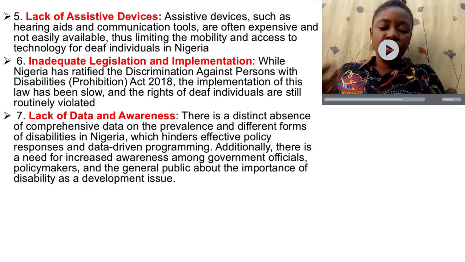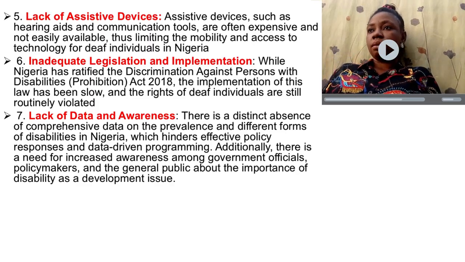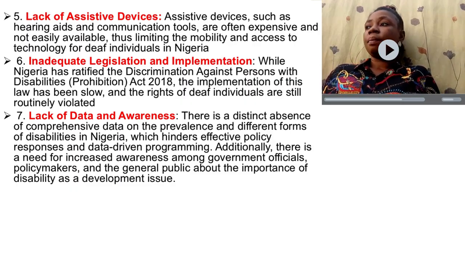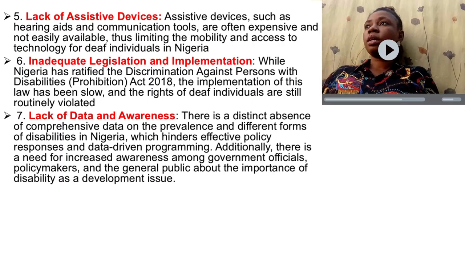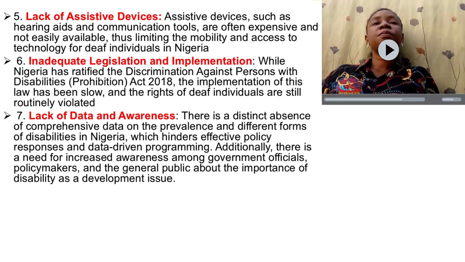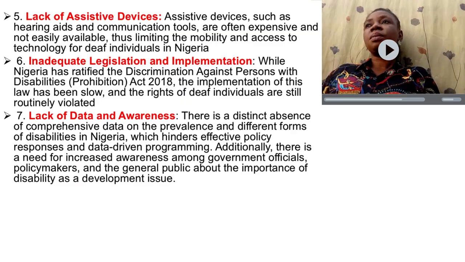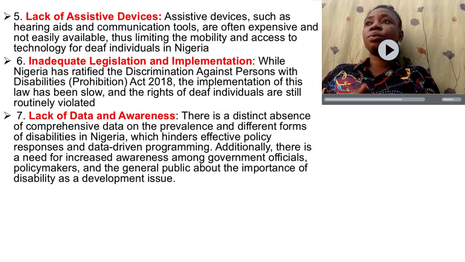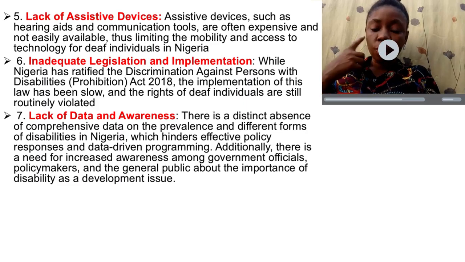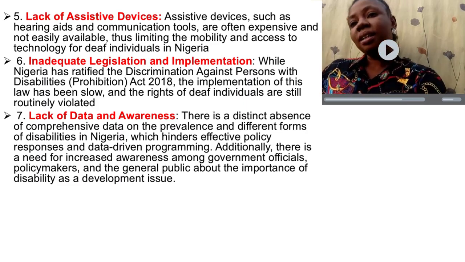But now, we find out that this 5 years has elapsed, but some persons are still to domesticate these laws. Some persons are still to implement these laws, and we don't have a force that makes sure that everybody is compliant and that this law is being enforced. So this is also a big challenge to deaf persons in Nigeria.